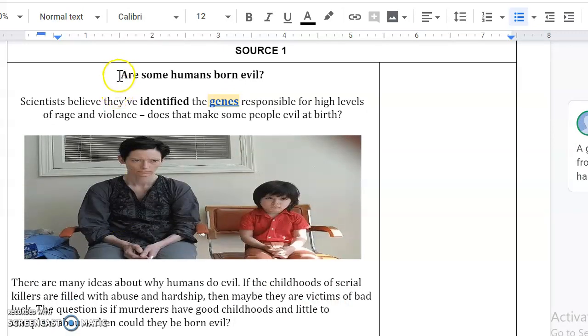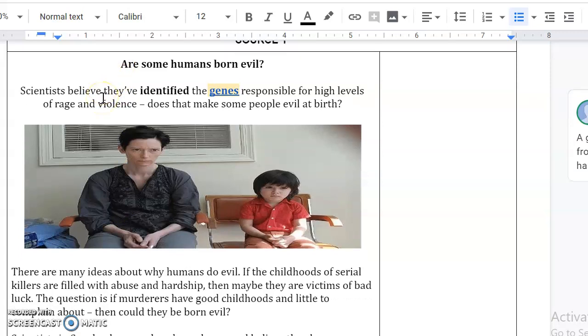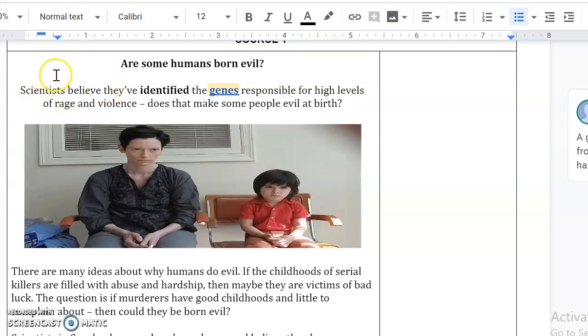Now that we know what we're supposed to be looking for, we can read this first source. Once again, I'm going to be going over this in class. I think it's a little tricky. This is the trickiest article. So this guy is asking, are some human beings born evil? He's going to have a different opinion than the second guy who writes an article.